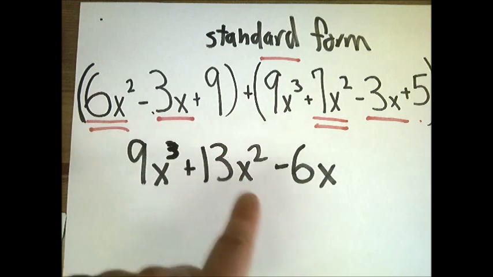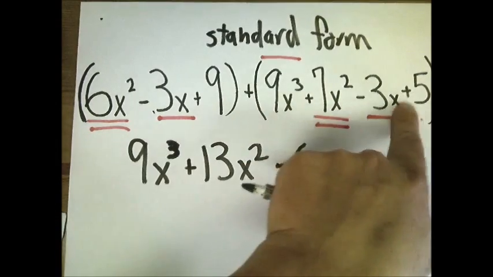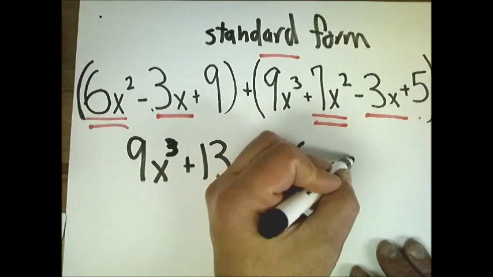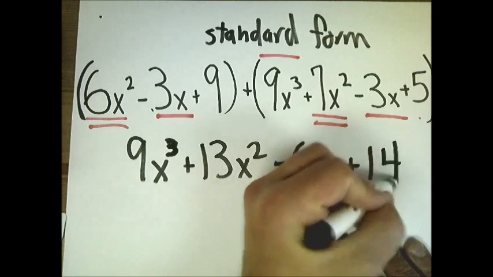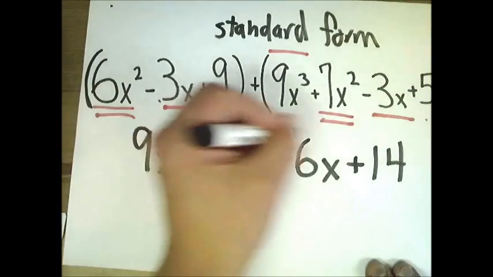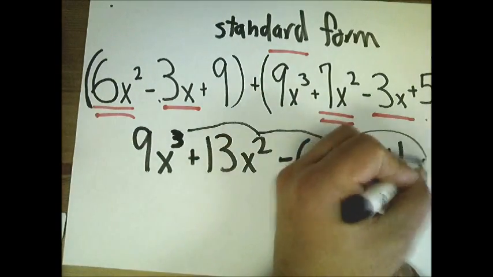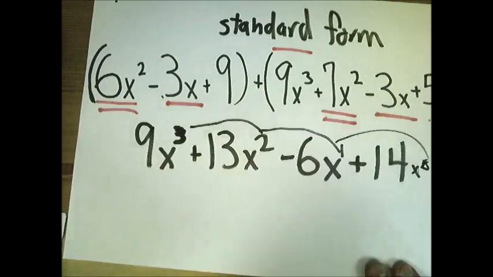Finally, I have to look for the letters or the integers that don't have any variables at all. 9 plus 5. 9 plus 5 is 14. So that's the final answer. That's the answer in standard form. As you can see, it goes 3 to 2 to 1, which should be an exponent of 1, to no exponent at all. X to the 0 power, if you will.